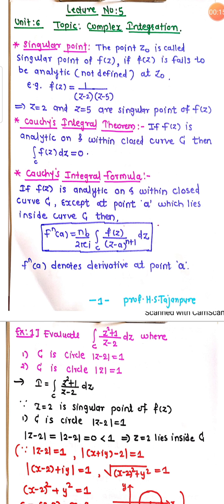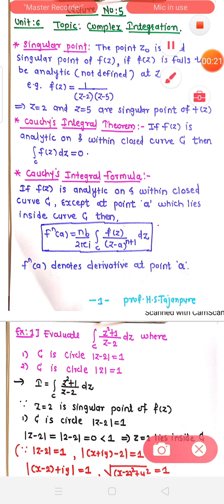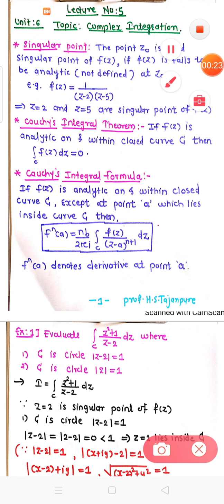Today, I am going to take the lecture on complex integration. For that, there are some points we require to find the value of the integration whenever we have a complex function. So first one is the singular point. Let us understand the meaning of singular point.